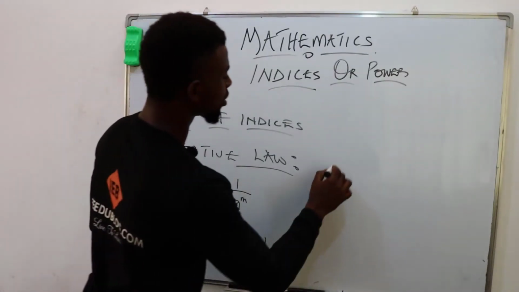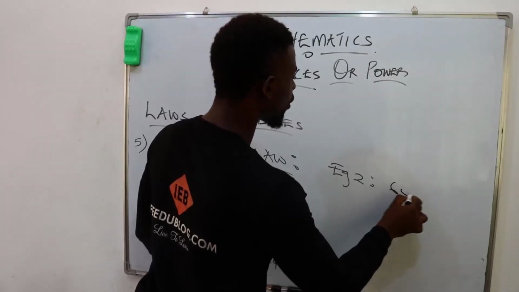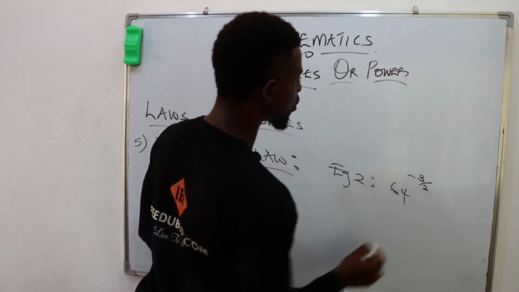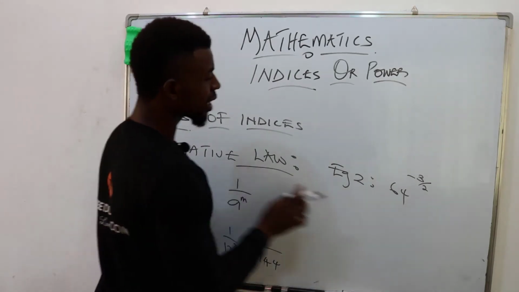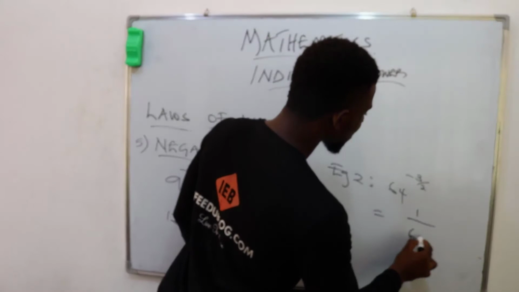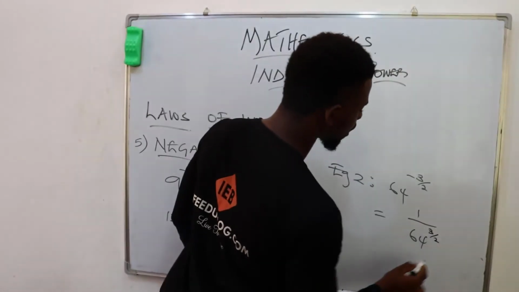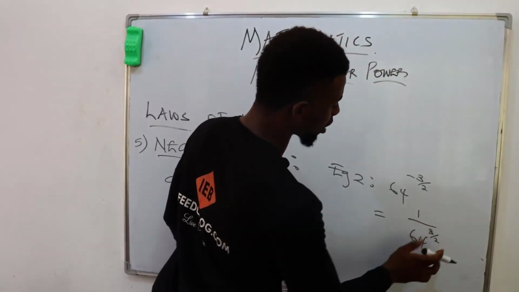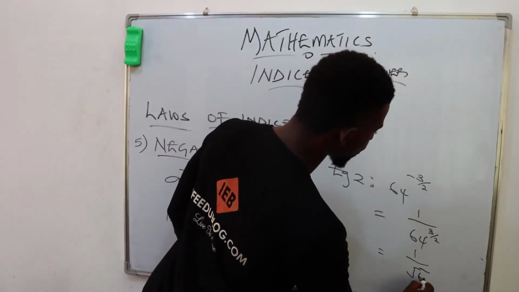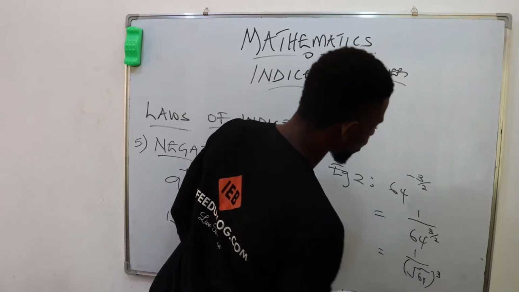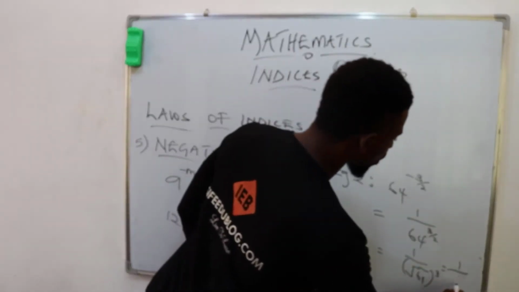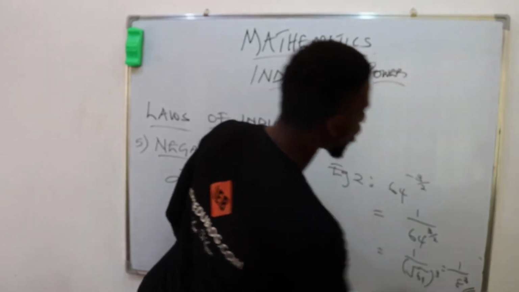Another good example is this. If I have 64 raised to the power of minus 3 over 2. Alright? Now, from our negative law, it tells us that the solution is equal to 1 over 64 raised to the power of 3 over 2. Now, here we can apply our fractional law. So after that, this is equal to 1 over the second root of 64, all raised to the power of 3, which is equal to 1 over, we know that the second root of 64 is 8. So we have 8 all raised to the power of 3.